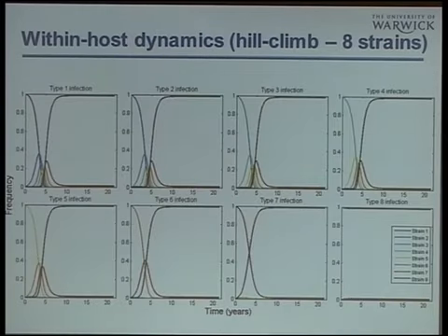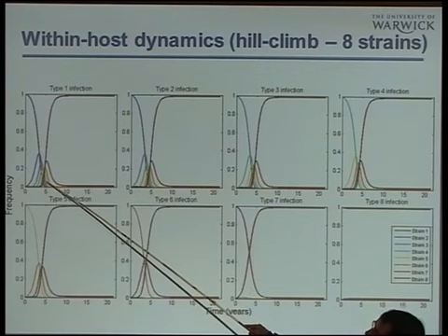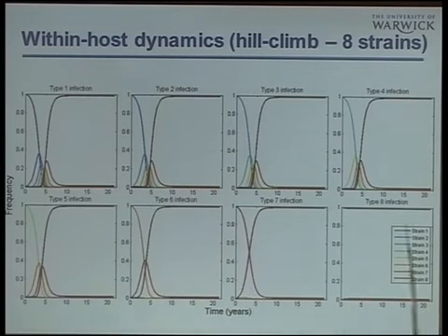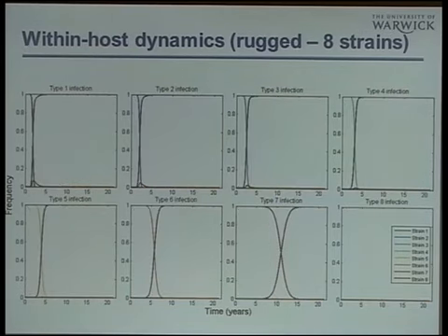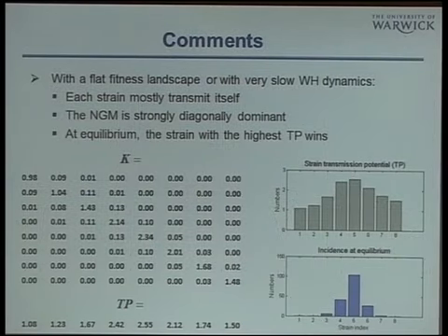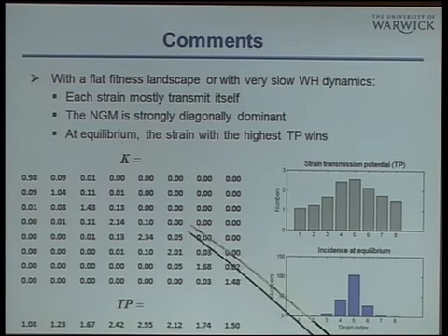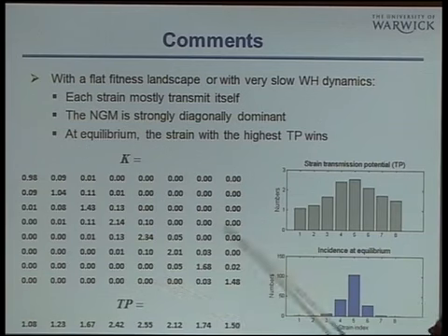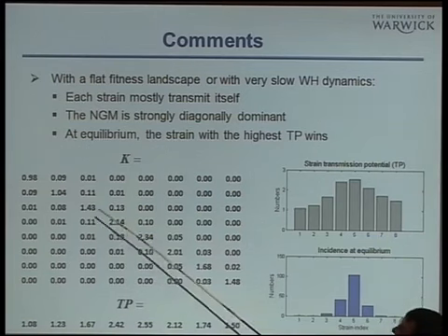Okay. So if I have eight strains, as you can see, if you start on strain 1, you need to traverse the entire fitness landscape for strain 8 to appear. This is just to show that you can have more than 4 strains, but it's pretty much the same thing I did before. And this is for the rugged fitness landscape. Now I look at the next generation matrix, and this is kind of key to understand what's happening. I have 8 strains.